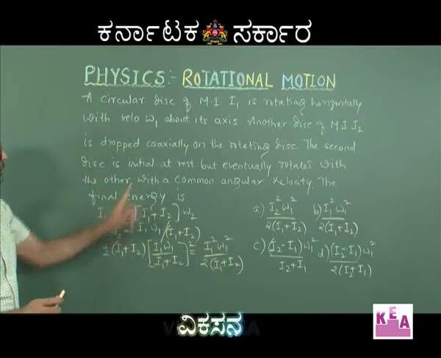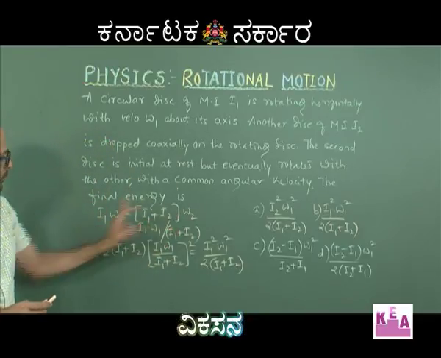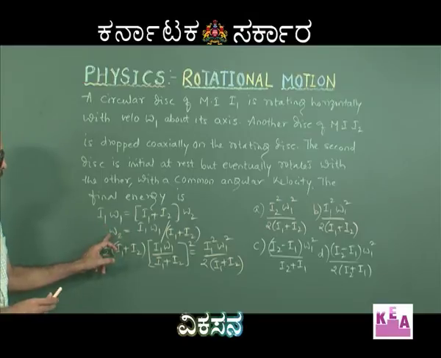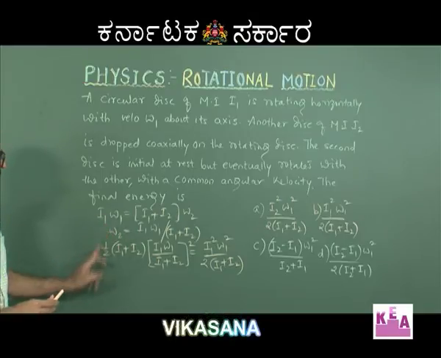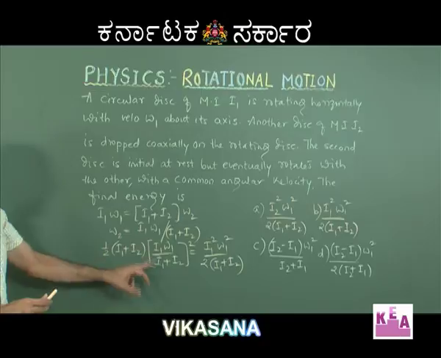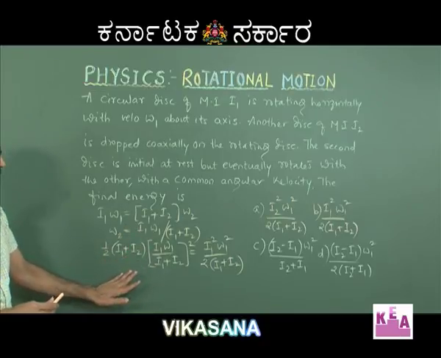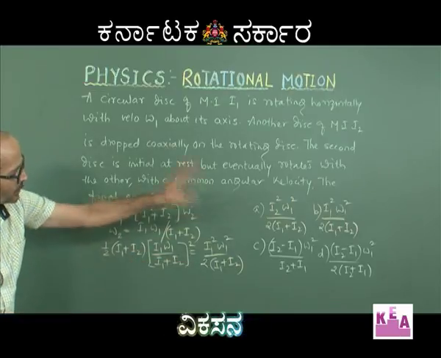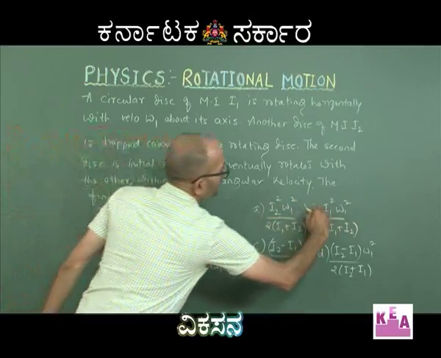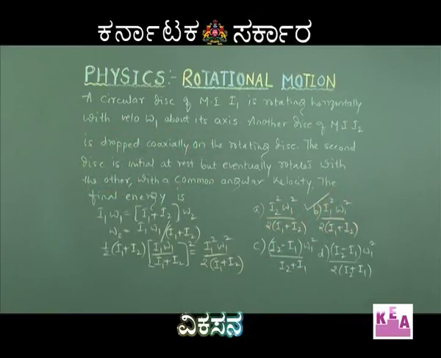I hope you understood this. We first conserved the angular momentum and found out the new angular velocity, and now we have written the rotational kinetic energy finally. So, the correct choice here is B. So, option B is the answer.